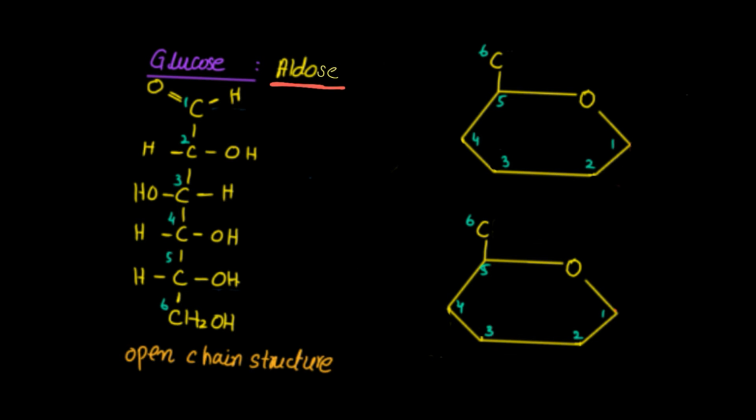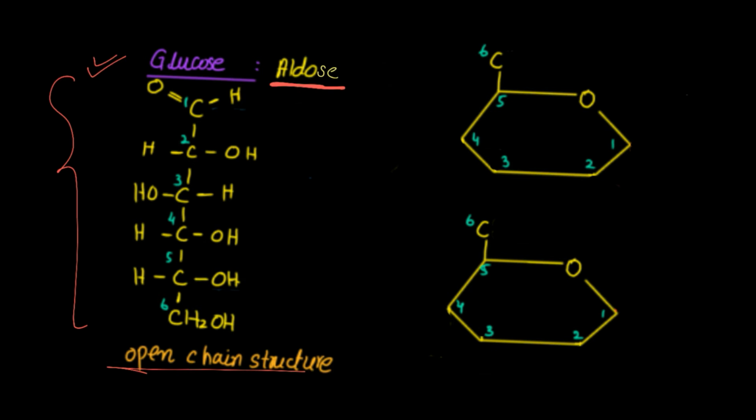Okay, now this is the open chain structure. This whole thing is the open chain structure of glucose, and it is very important, and you need to learn this for exams, because they can ask you to draw this. They can ask you in MCQs. Okay, this is important. Now let's make a ring structure out of this open chain structure.